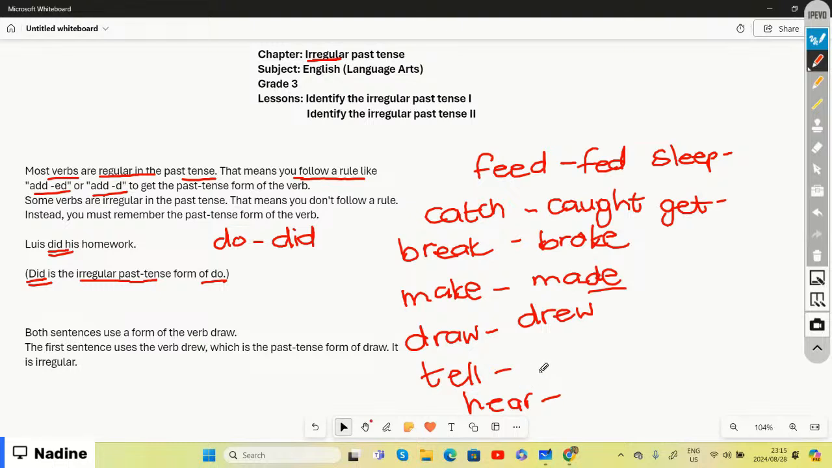Tell, and the past tense is told. Hear, and the past tense is I heard that. Sleep, slept is the correct word. And then get and got. So that is but a few examples of irregular past tense. So well done. All of those words are correct.